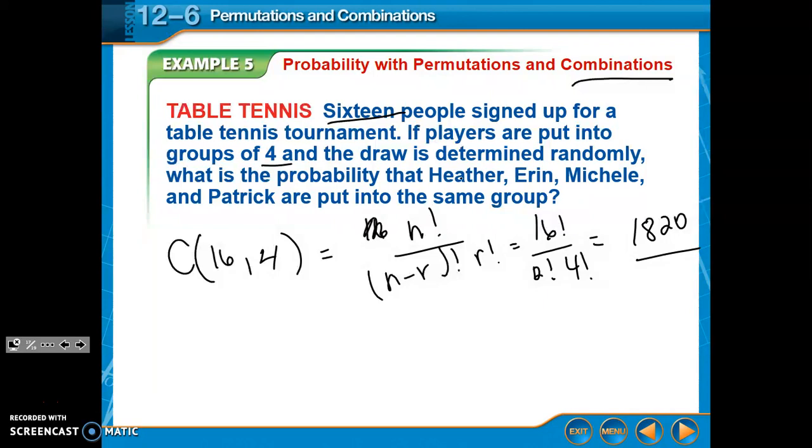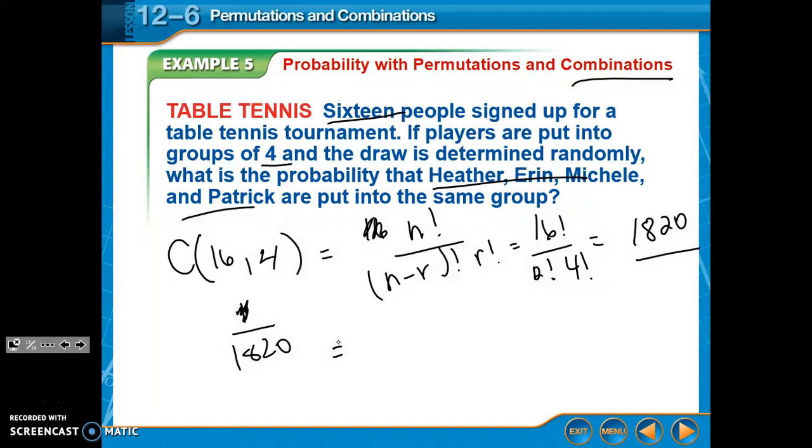So in this case, there are 1820 different combinations of making groups of 4. Specifically, if I want to get this group, that's one possible way out of 1820. So that's going to be my probability. 1 out of all of those combinations, 1 out of 1820, is a very small number. So in this case here, oh, hang on. I lied.